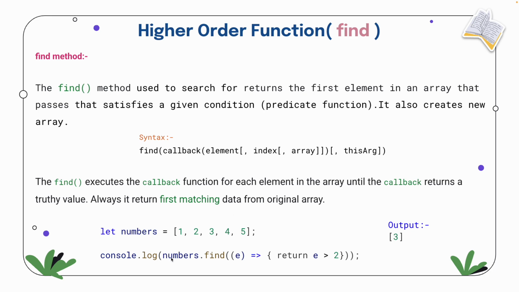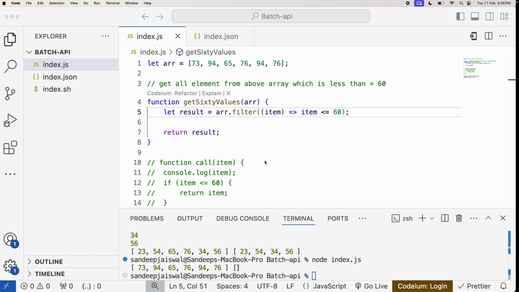See here, if I write numbers.find and I'm writing e greater than 2, that means only the first matching. Greater than 2, which is the first matching? 1 does not match, 2 does not match, 3. 3 is the first matching. So it won't return in an array. This is the wrong answer, maybe I have to correct it. It will return whatever the data type is. Let's suppose it is a string, then it will return a string. If it is an object, it will return an object. If it is an array, it will return an array. If it is a number, it returns a number. Understood?